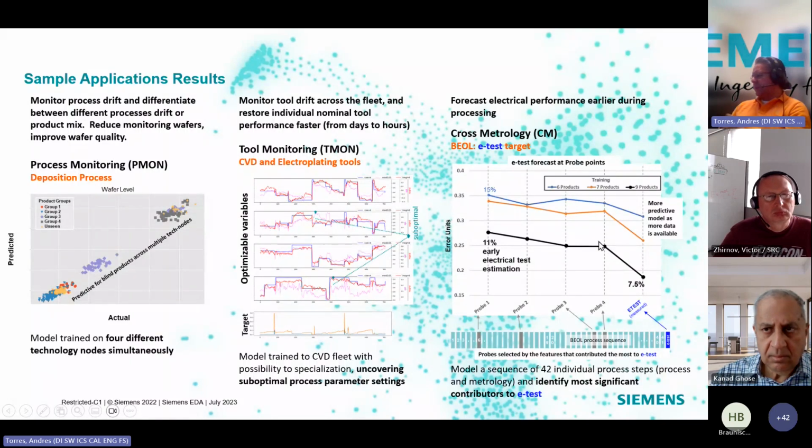Another thing that is really interesting is that in this particular case, it was a back-end of line process in which there was an e-test done at the end, just a single measurement that was used for wafer dispositioning.